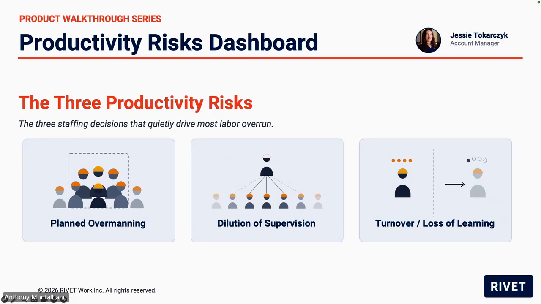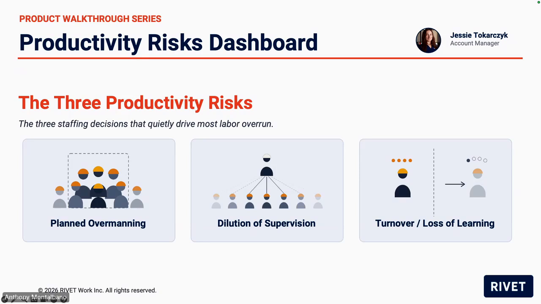So we are calling them productivity risks, and we're going to focus on 3. The first one is planned overmanning, and you've likely felt this before. A job looks fully staffed, sometimes intentionally overstaffed for a push, but instead of finishing faster, it starts to slip. There is a threshold, your peak crew above 1.6 times your planned average, where adding bodies stops adding output, and Rivet will flag that the moment you cross it.